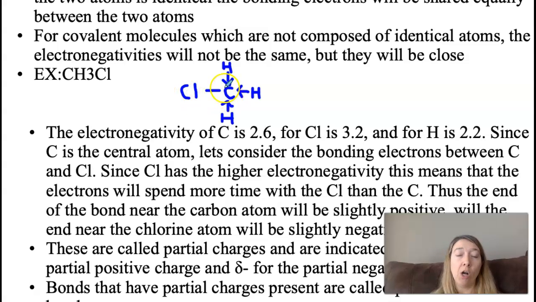When we compare the carbon and the chlorine, because that's our other bond, we have to get the difference between 3.2 and 2.6. And so that is 0.6.